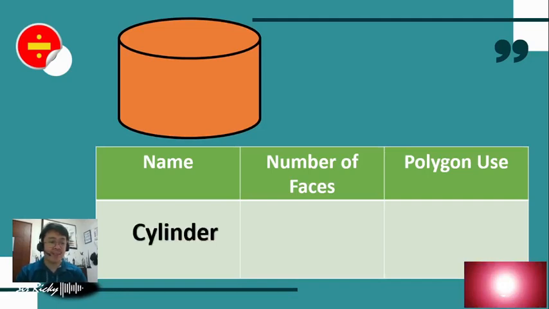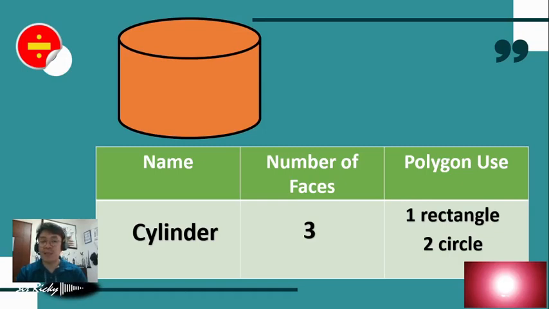Great! It is a cylinder. And a cylinder has how many faces? It has 3 faces, wherein there is 1 rectangle and 2 circles. Or we can say that the 1 rectangle is the lateral face of the cylinder and the 2 circles are the top and the bottom, or the bases, of the solid figure.